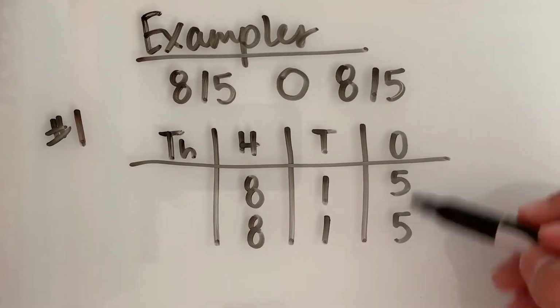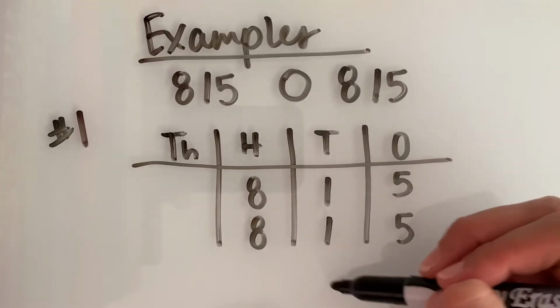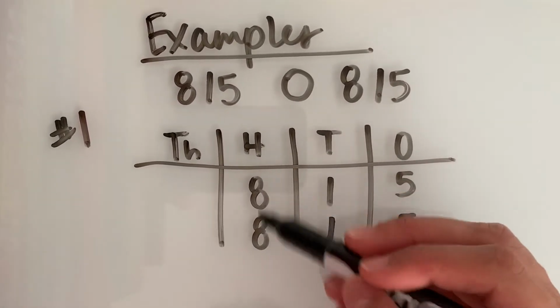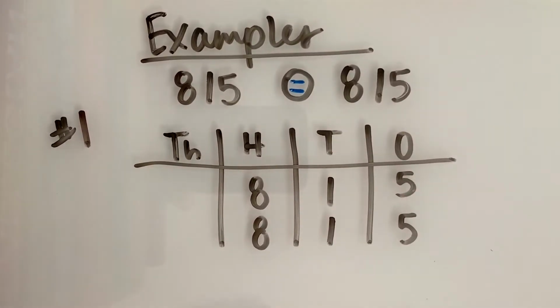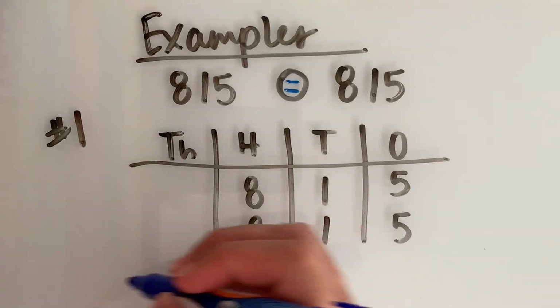I'm going to look at my ones place, they're the same. Tens place is the same. Hundreds place is the same. Therefore, my numbers are both the same. That means that we are going to write the equal to sign in the center.